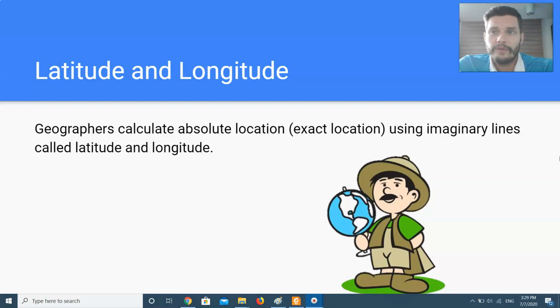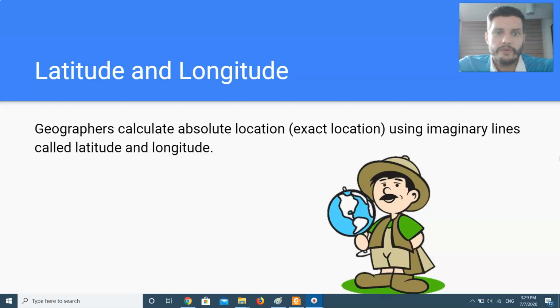I just want to point out before we start that sometimes longitude is pronounced differently. I sometimes pronounce it both ways, okay, but same meaning. So again, it could be pronounced either way, depending on who you're speaking to.